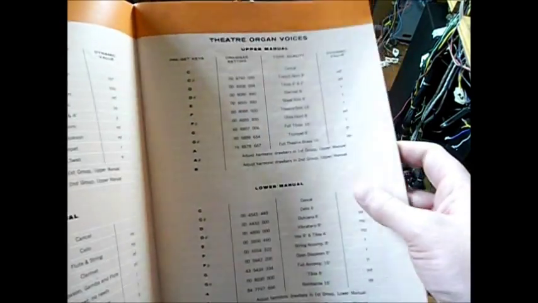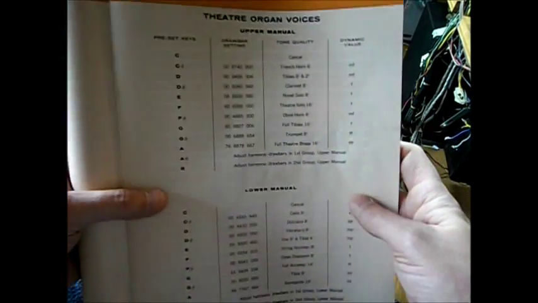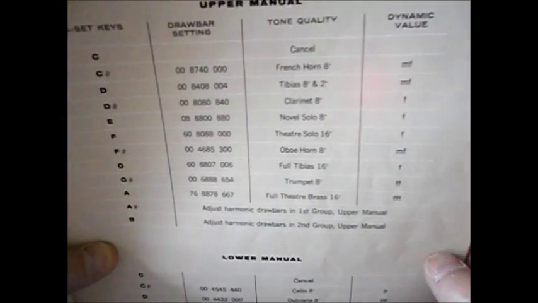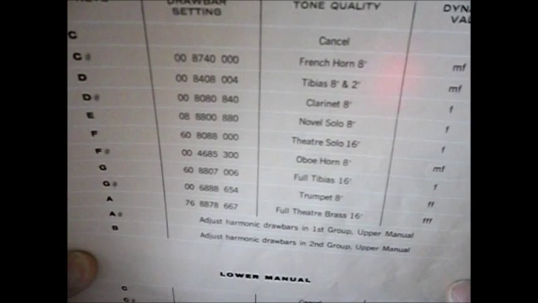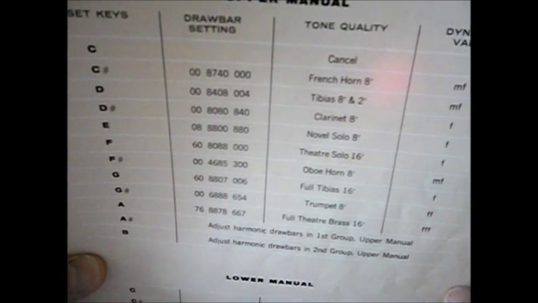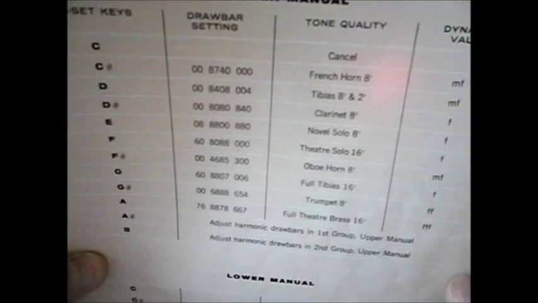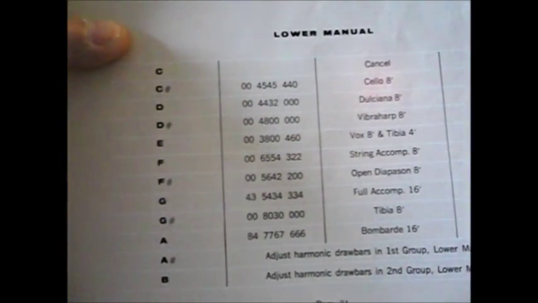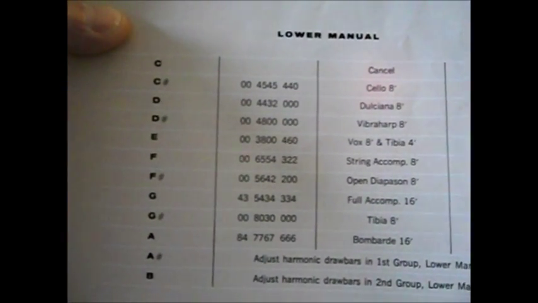Now if you have a newer model, Hammond started to learn over time that people wanted more of a theater based sound, and so they started publishing in the book the theater settings. Okay, so this particular book has the theater voice settings. I'll get in close here so you can pause this if you want and capture these settings for yourself. Here's the lower manual for theater settings.